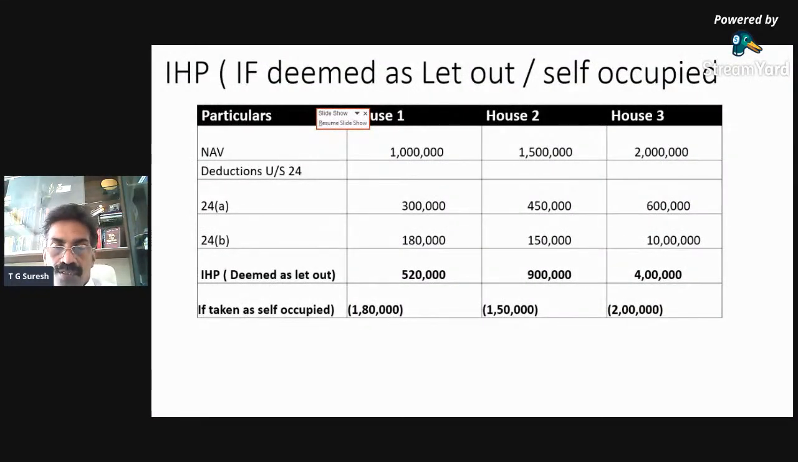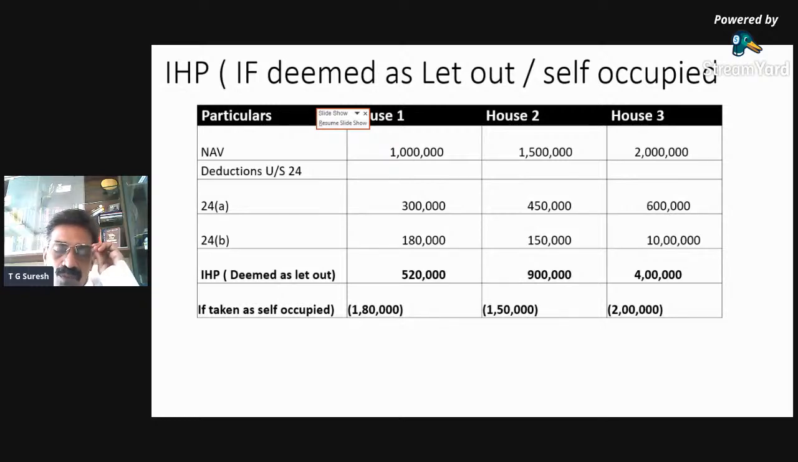If house 1 is taken as self-occupied, the annual value will be 0, with 1.8 lakhs of interest, 1.5 lakhs of interest, 2 lakhs of interest. So if I take house 1, house 2 and house 3 as self-occupied, this would have been my loss: 1.8 lakhs, 1.5 lakhs and 2 lakhs. But what is very important is that now I can choose 2 houses as self-occupied. So let's assume I choose house 1 and house 2 as self-occupied. I have a loss of 1.8 lakhs here and a loss of 1.5 lakhs here. The total loss comes to 3 lakhs 30,000.